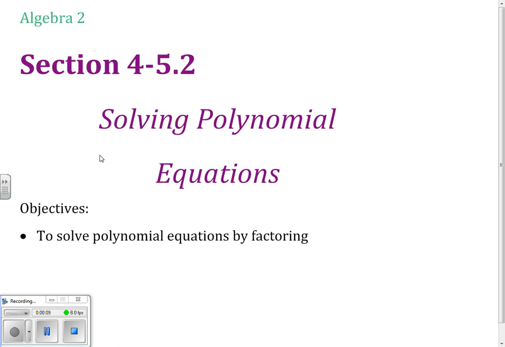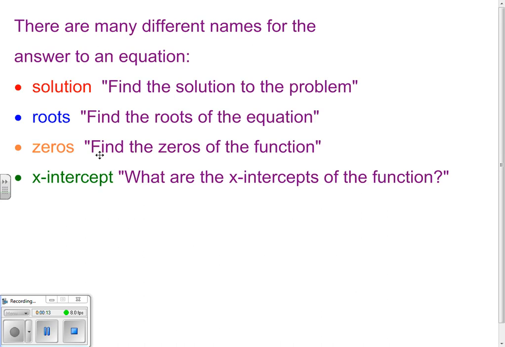Section 5, Day 2 is all about solving polynomial equations. There are 4 words that we're going to use synonymously. They mean the same exact thing: solution, root, zero, or x-intercepts. All of those mean the place or places where your graph crosses or touches the x-axis.